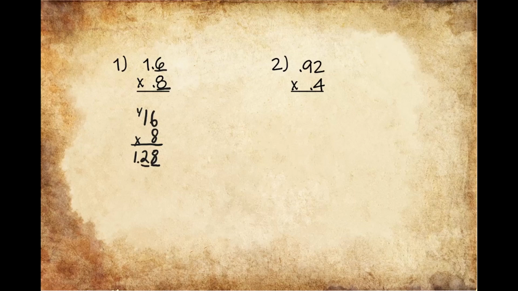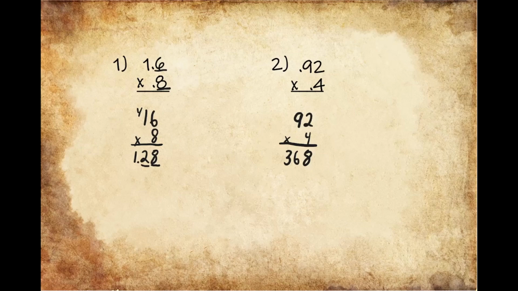So now we're going to be multiplying 92 times 4. So our first step is going to be to multiply 4 times 2, which gives us 8. And next we're going to multiply 4 times 9, which gives us 36. So we'll go ahead and write 36 down below. Our next step, as you'll remember, is to figure out how many digits there are to the right of the decimal in the equation up above.